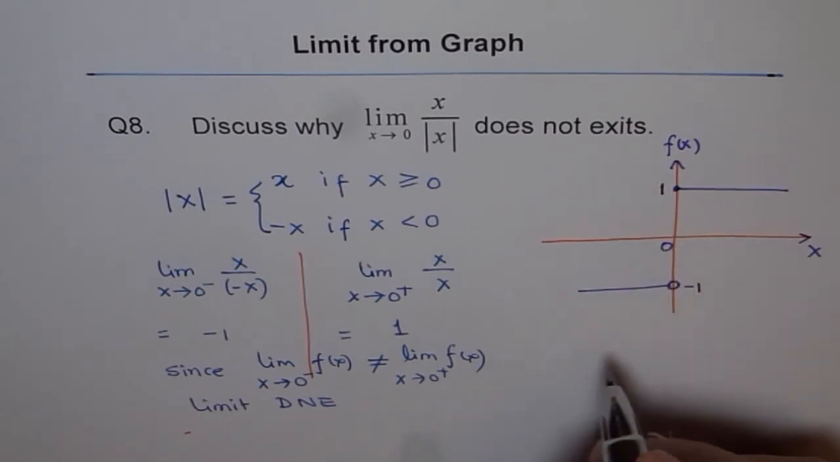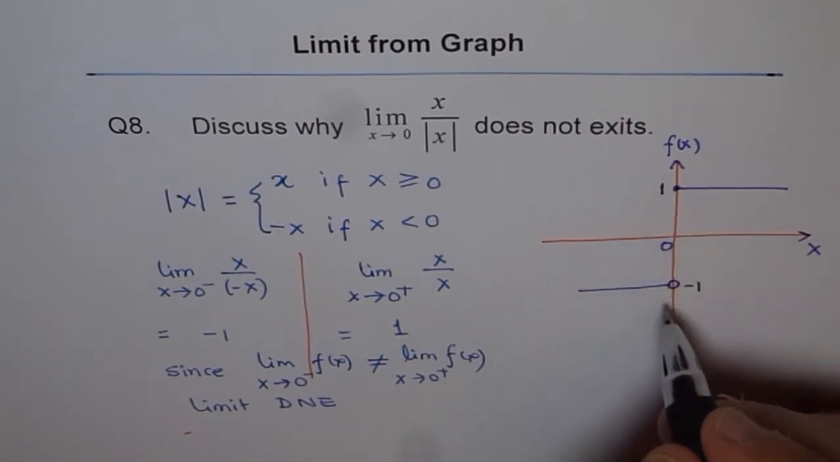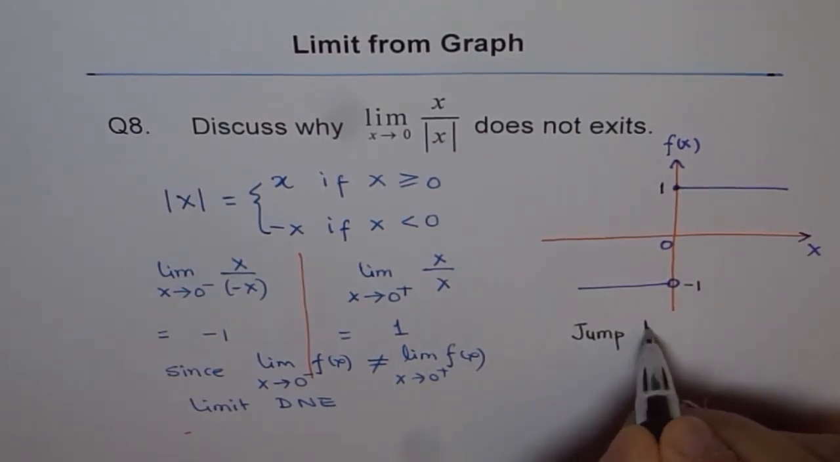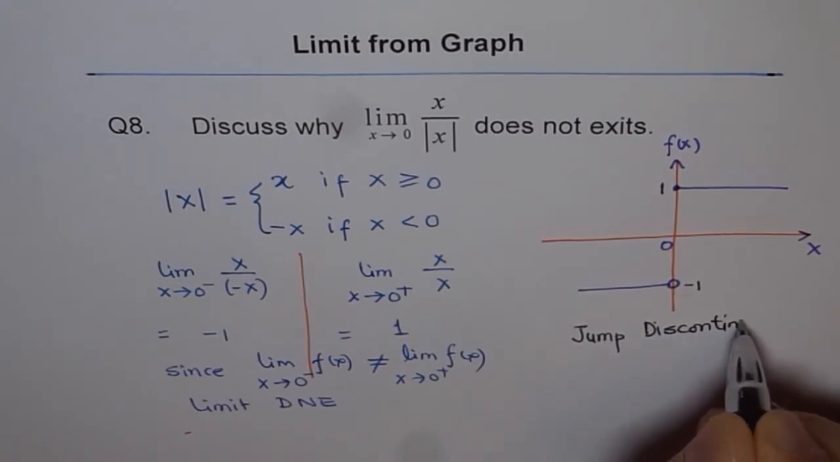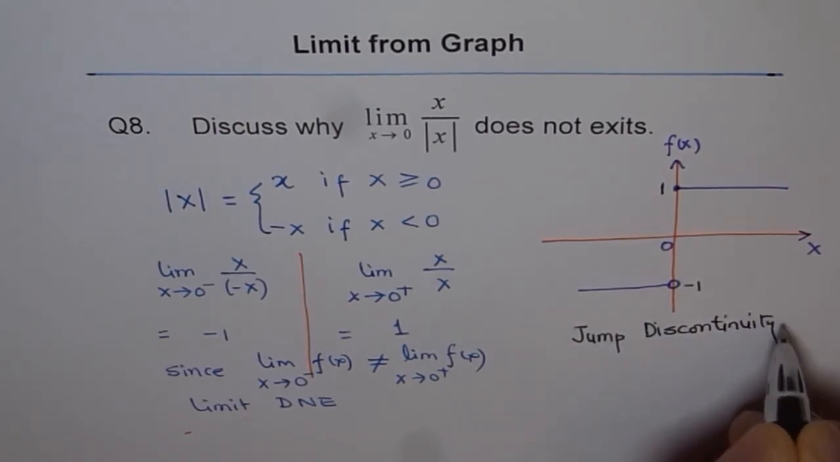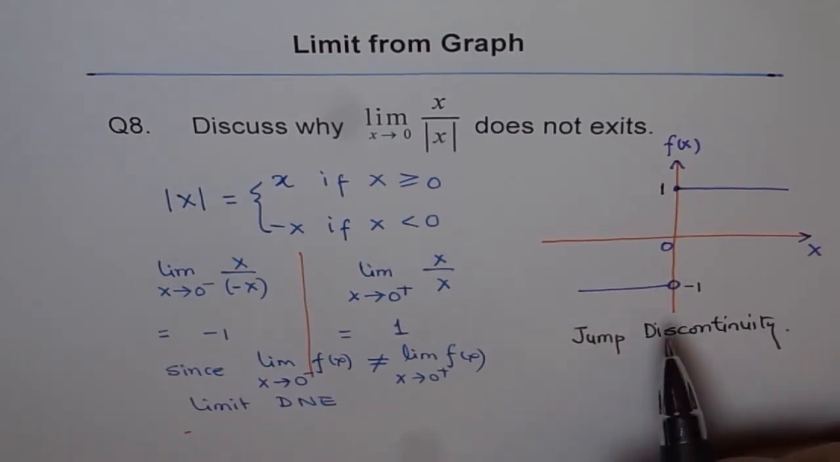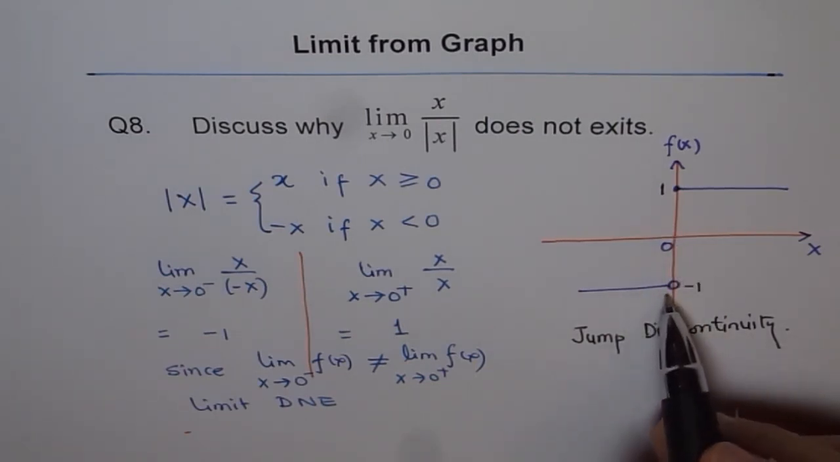This type of discontinuity, and it is discontinuous at 0, is called jump discontinuity. Correct? So this is a very typical and good example where we can show that the limit does not exist and we have a jump discontinuity.